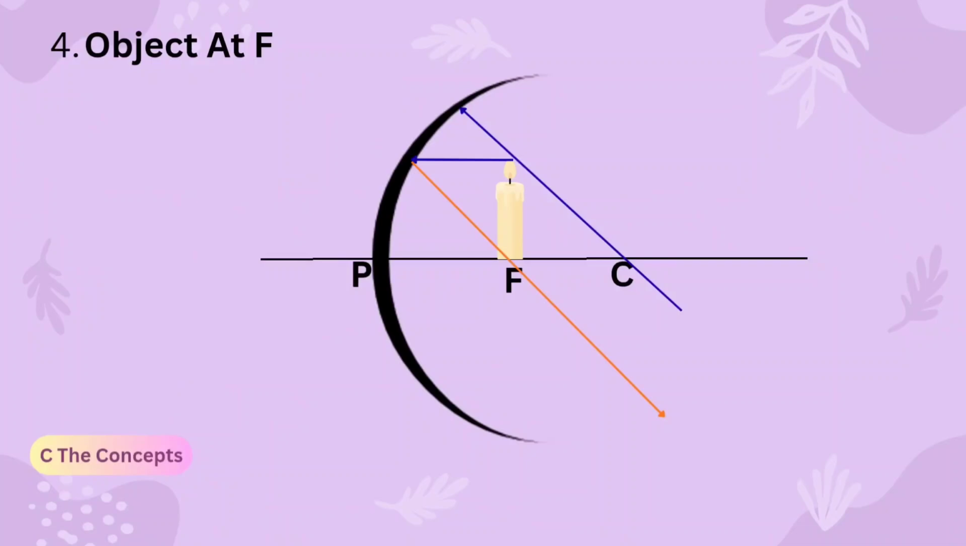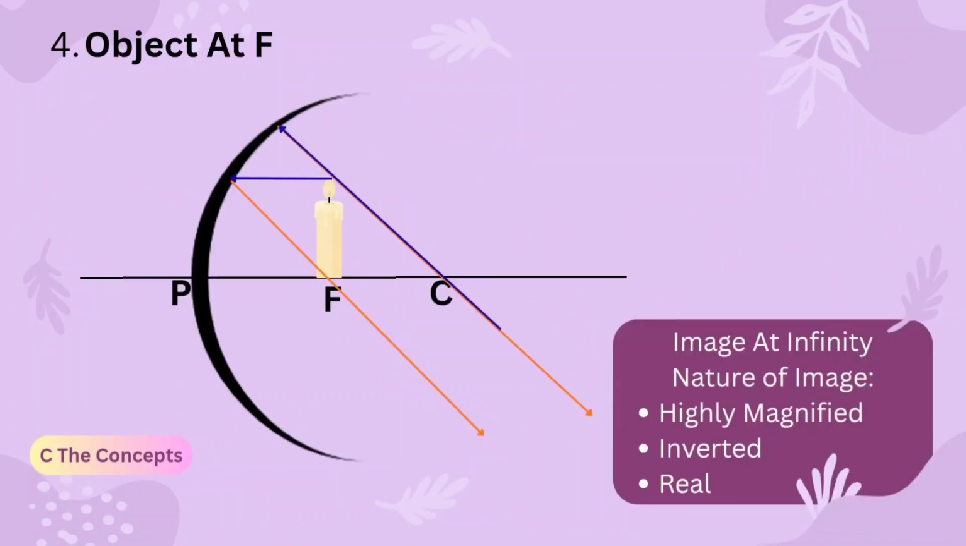Now consider another incident ray which passes through the center of curvature. We know that the light ray which is passing through the center of curvature after reflection takes the same path. So here we can see that both the light rays are in parallel to each other. That means they will not meet at any point. So the image here is formed at infinity.